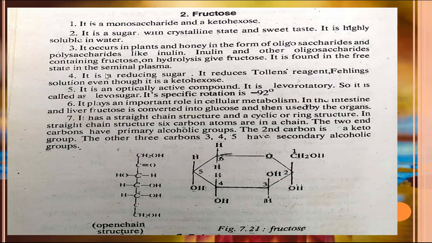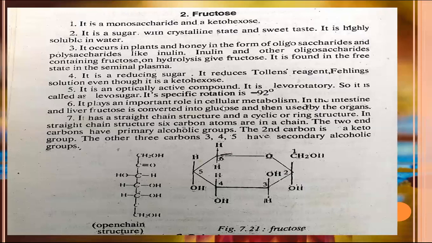Many polysaccharides and oligosaccharides give fructose on hydrolysis. It is a reducing sugar. It reduces Tollens reagent and Fehling's solution even though it is a ketohexose. It is an optically active compound. It is levorotatory, meaning the rotation is to the left side, so it is also called levo sugar. Its specific rotation is minus 92 degrees, degrees, not Celsius.